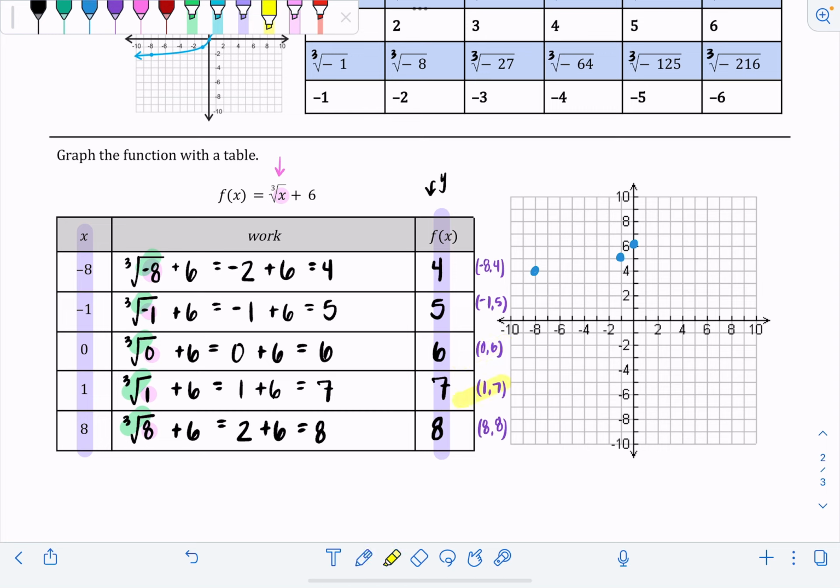1, 7, I'm going right 1 and then up 7. That would bring me to right there. And then last point, 8, 8. I'm going to go right 8 and then up 8. So that would bring me right here.